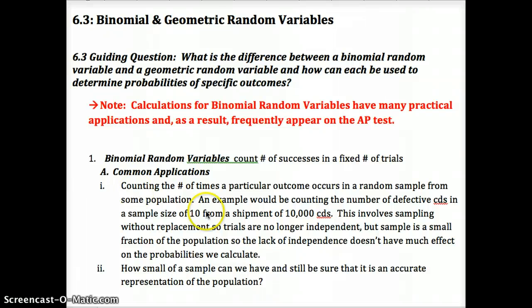So an example is counting the number of times something happens in a random sample from the population. So a sample size of 10 from a shipment of 10,000 CDs, the number of defective CDs we'd get. Now we have a large enough population here where we can ignore the fact that pulling one slightly changes the odds.